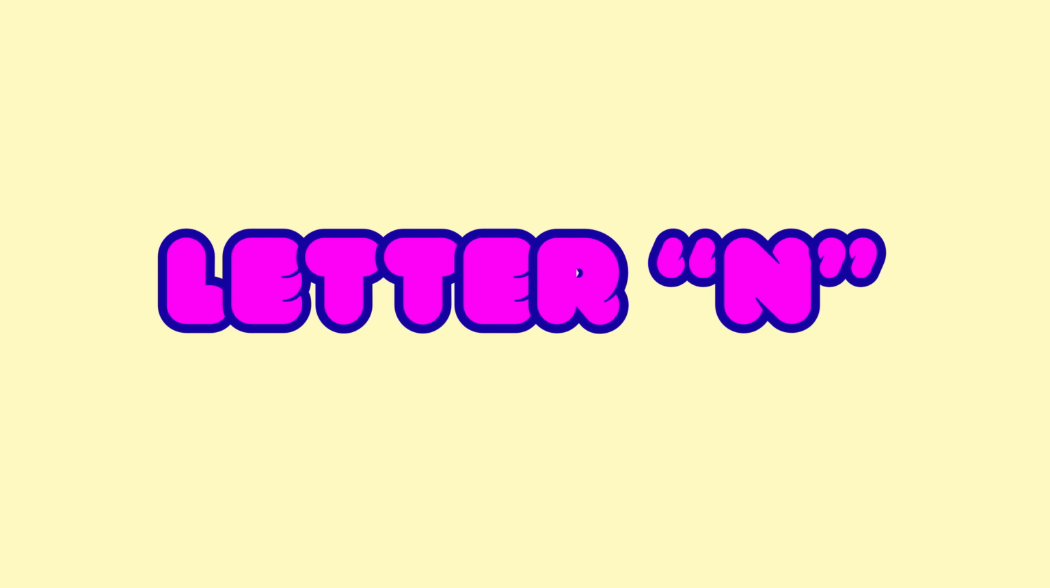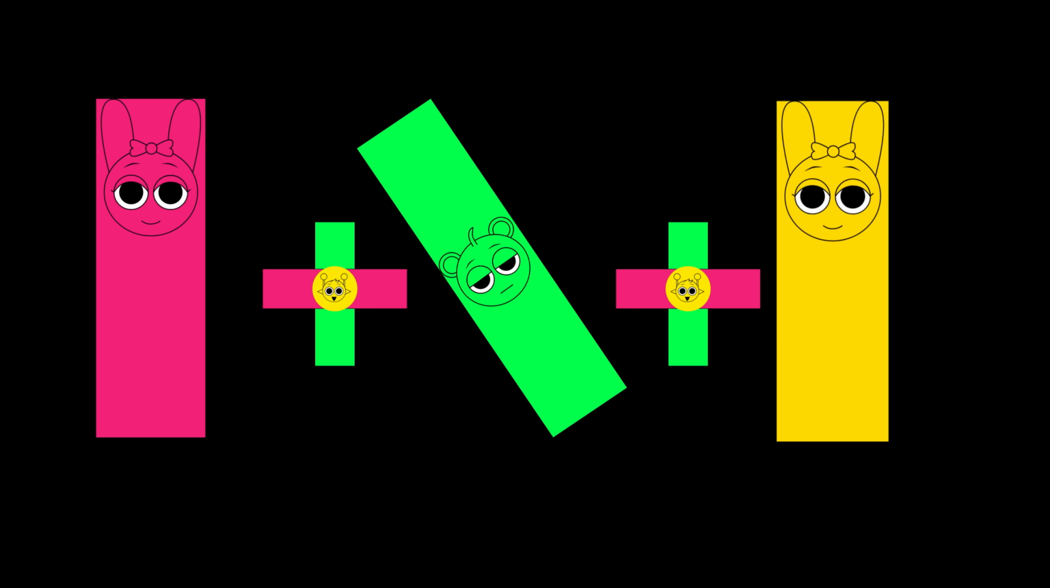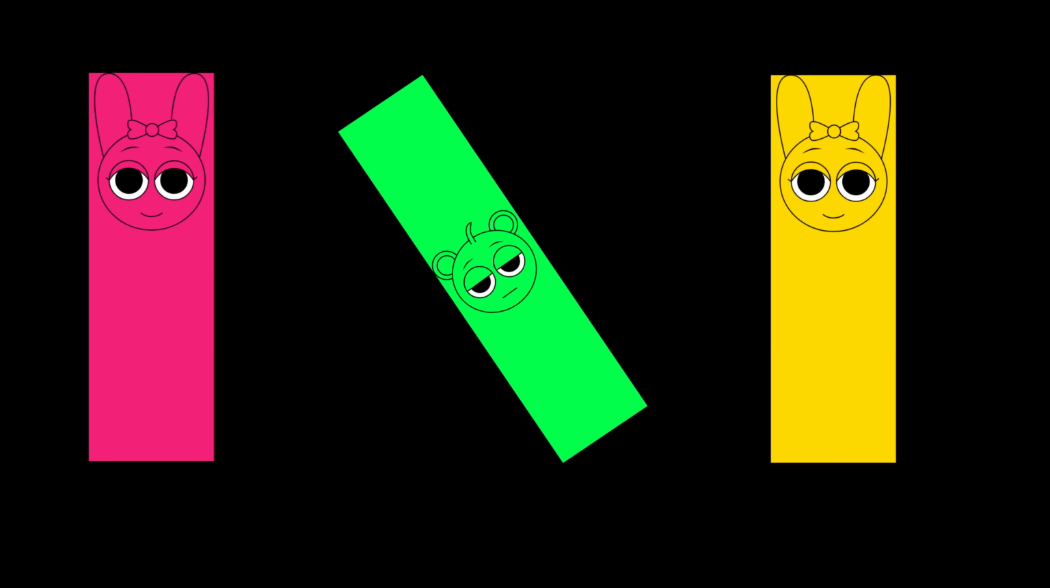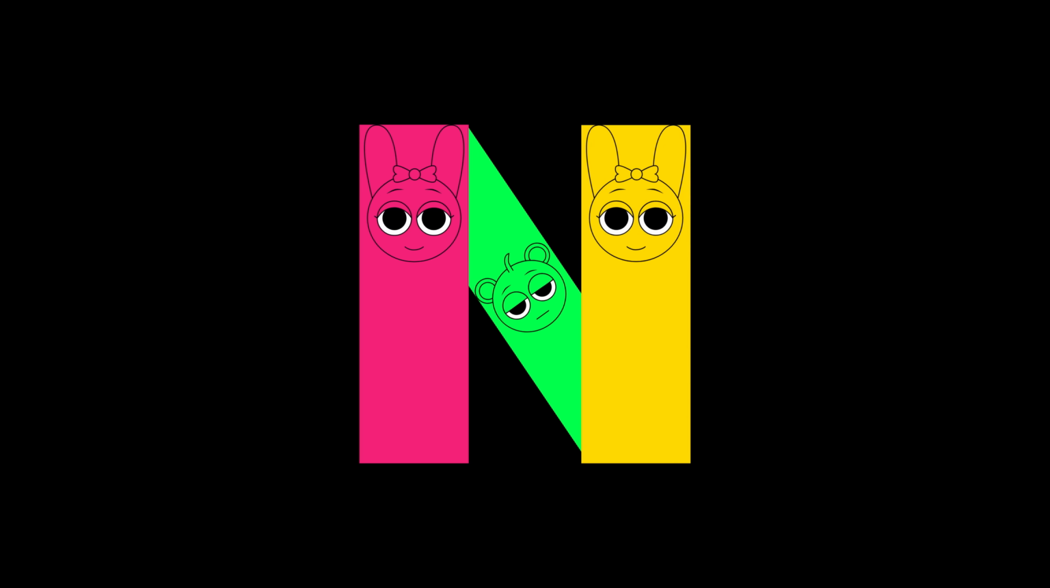Next, make the alphabet letter N. Rectangle. Plus. Rectangle. Plus. Rectangle. Look at the two rectangles and the triangle. When we put them together, they make the letter N.